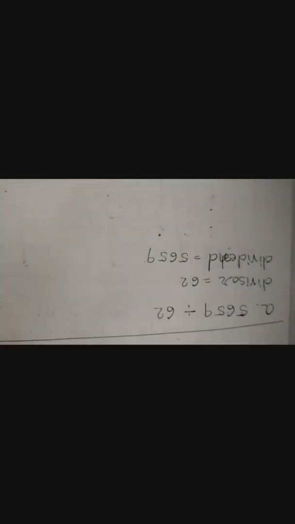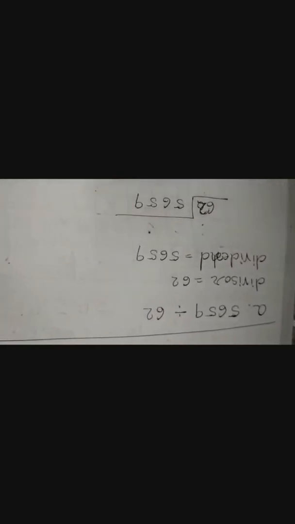So in that case students, first of all we have to find the divisor. That number is 62. The dividend is 5659. So now we'll start the division. 5659 divided by 62.